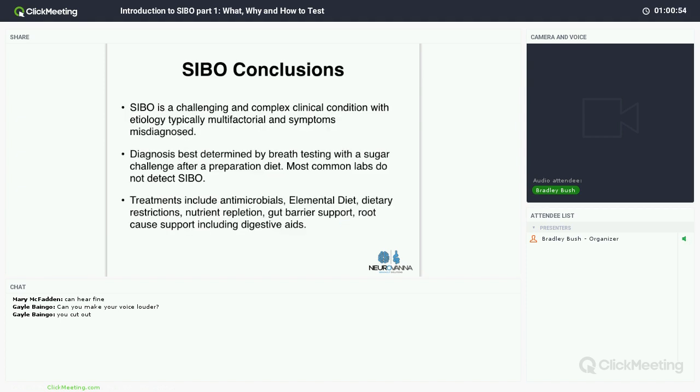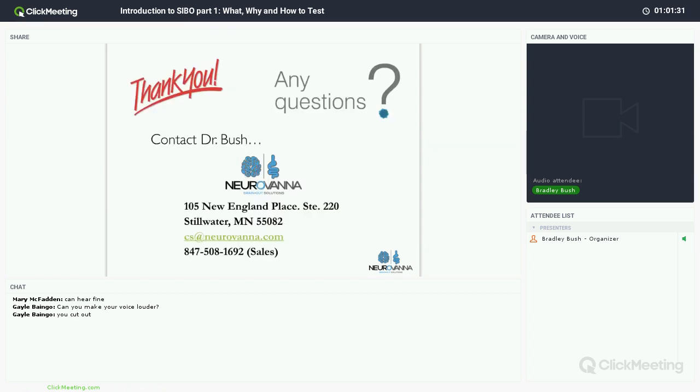In conclusion, SIBO is a challenging and complex clinical condition with many different multifactorial etiologies and symptoms that can often be misdiagnosed. Diagnosis is best determined by breath testing with a sugar challenge after a preparation diet, and most common labs don't test for SIBO. You oftentimes need to use a specialty lab like Neurovanna. Treatments include antimicrobials, elemental diets, diet restrictions, etc. And we'll talk more about all that in the second and third webinar in our series. So that concludes our lecture for today.